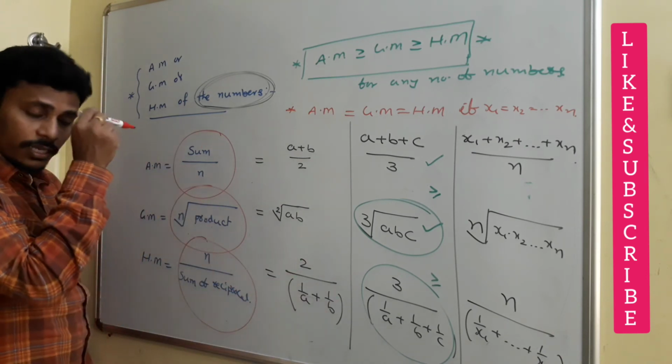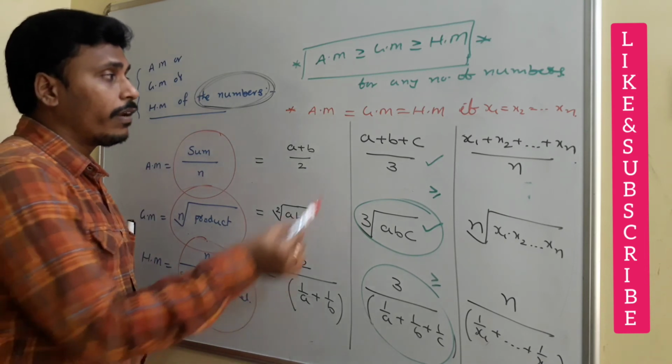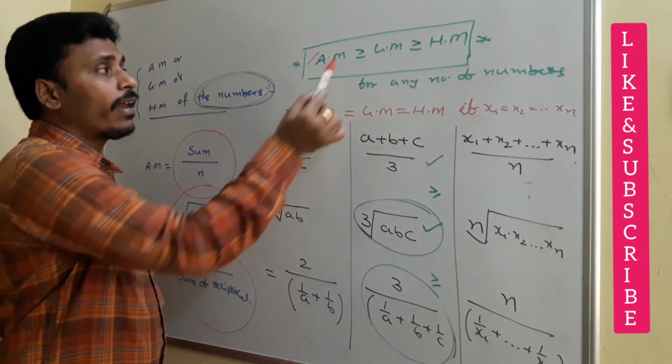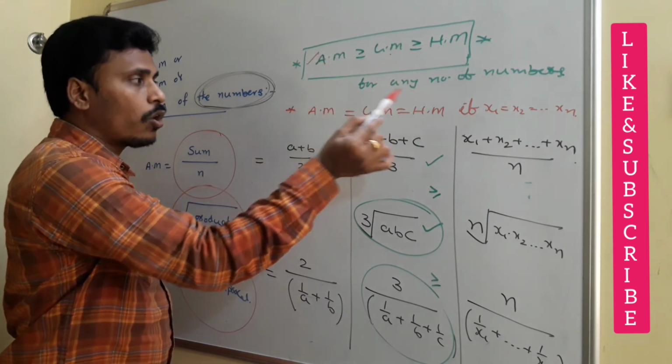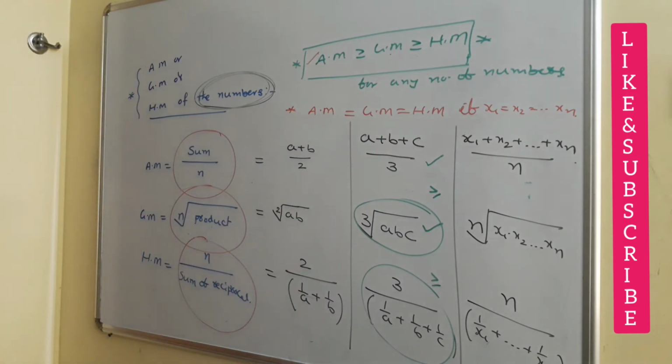And irrespective of the number of numbers involved in the case, every time AM is greater than or equals to GM greater than or equals to HM. And the equality holds only if the numbers are equal. Have a look at this.